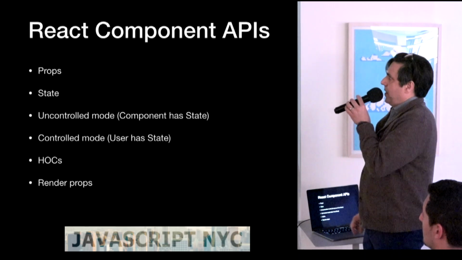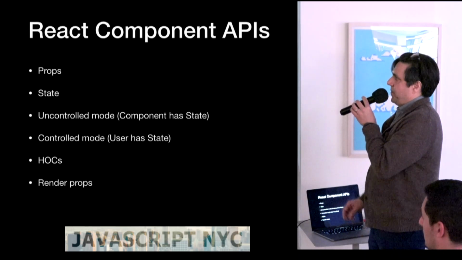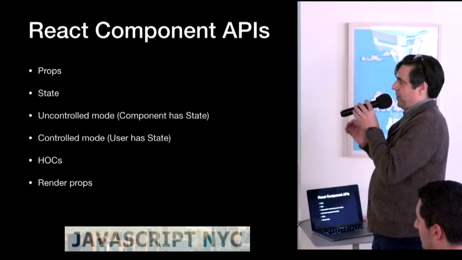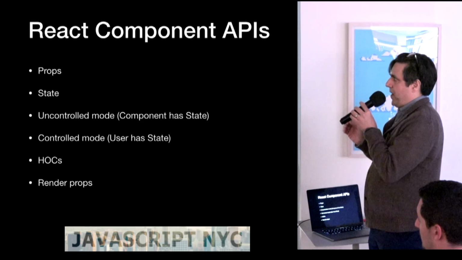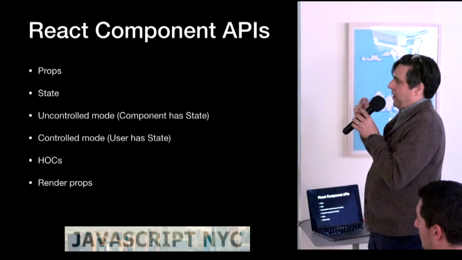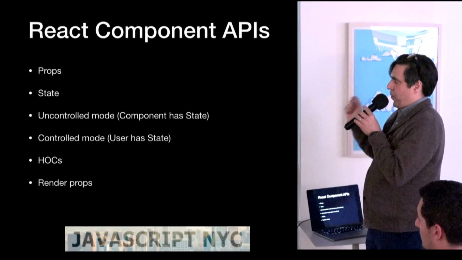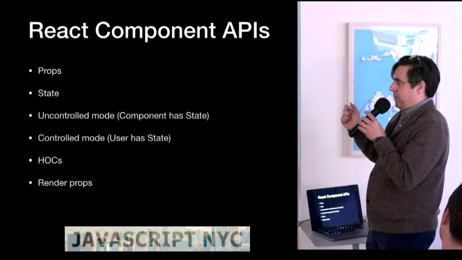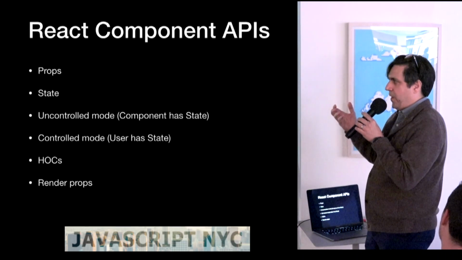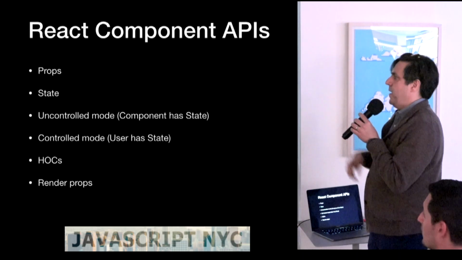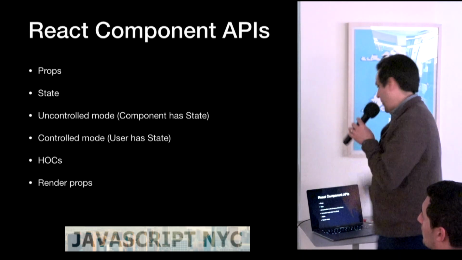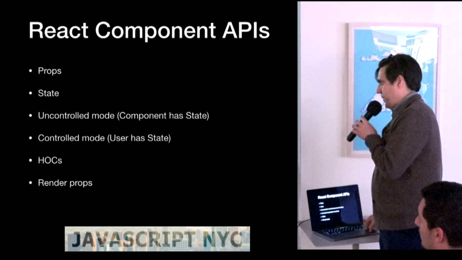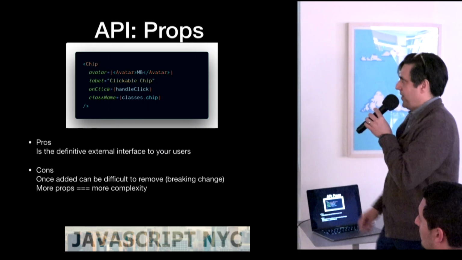So React, as a component API, has a few different entry points. You have props, you have state. There's something called uncontrolled mode, where a component may have state, and you may just want it to do the right thing out of the box. There's controlled mode. There's also higher order components and render props. I think render props was coined by this guy, Michael Jackson, not the singer.